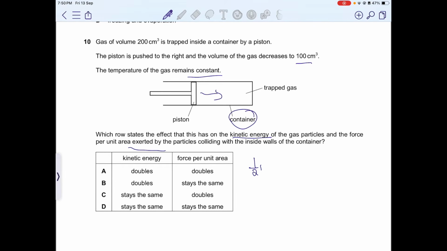Now, kinetic energy is half mv squared. We know that half m hasn't changed, and because the temperature remains the same, the velocity would not change. This is an important point to remember: the velocity would only change when the temperature changes. So the kinetic energy would stay the same, so I can cancel out options A and B. The force per unit area: because the particles are in a smaller area, they would collide more frequently with the walls, which leads to more pressure being exerted on the walls. And force per unit area is basically pressure. So that would double. So our correct answer would be C.